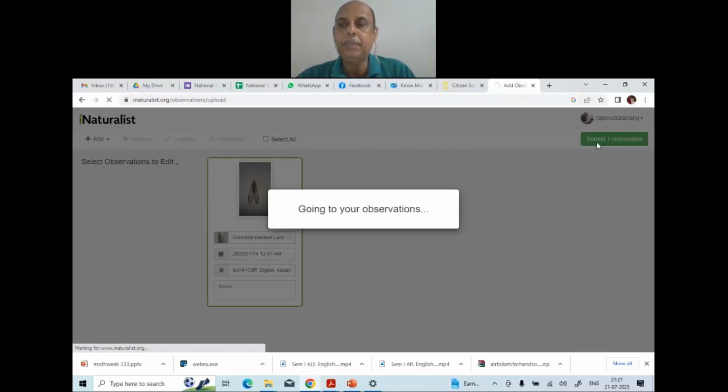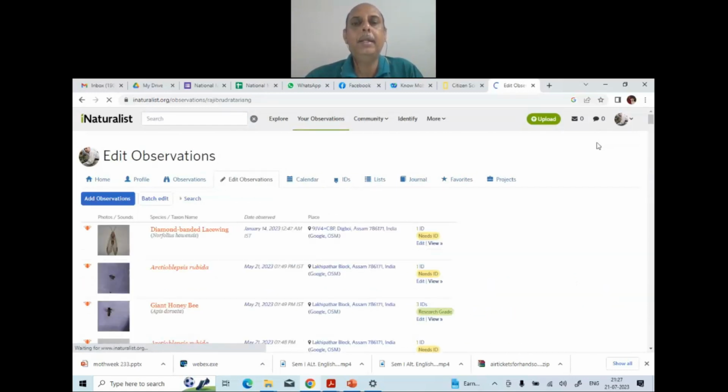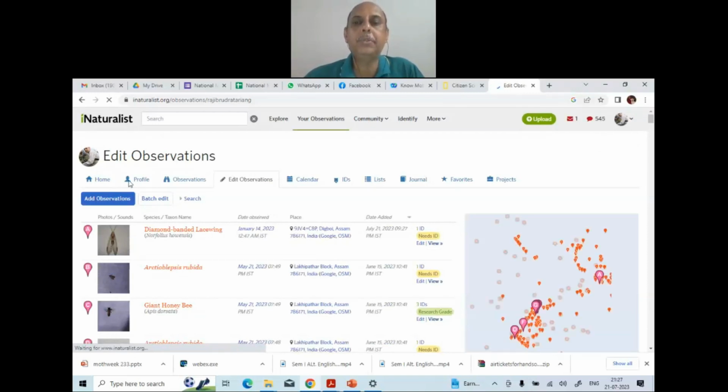Once I save it, there is another observation, and that observation will again be highlighted in the observations. Here the diamond-branded lacewing has been uploaded. I can see here that the date has been given and the GPS location has been given. This is one part.